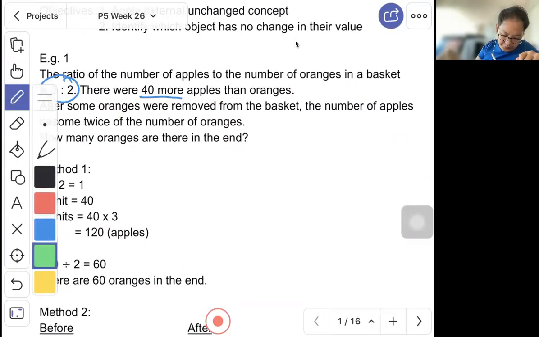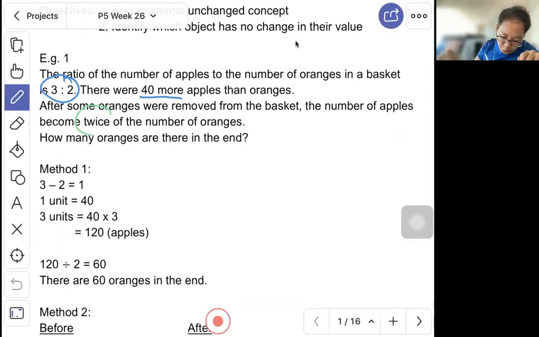Here, the apples are twice the oranges. Method one is to take 3 - 2 = 1 to find out that the 40 more is how many you need. So that's 1 unit. You times 3, so there are 120 apples. Then you divide by 2, and there are 60 oranges in the end.